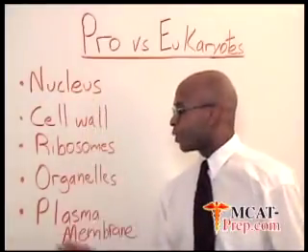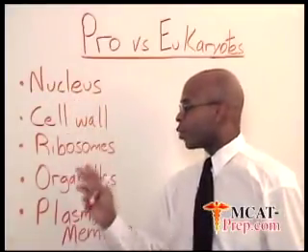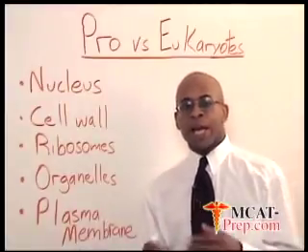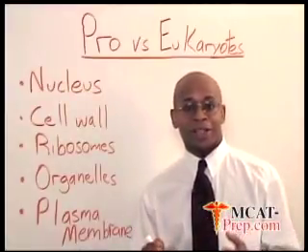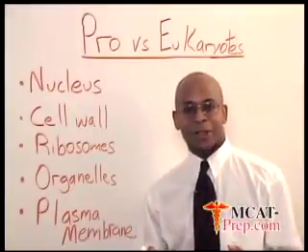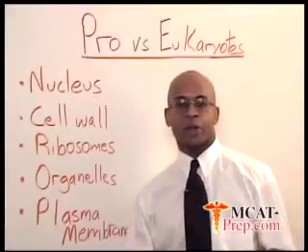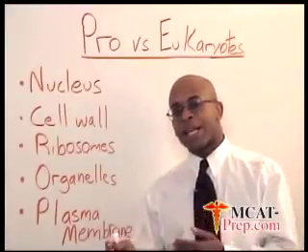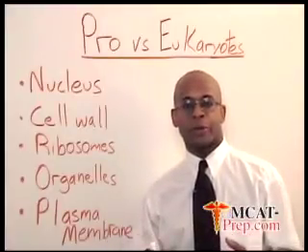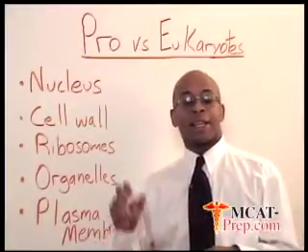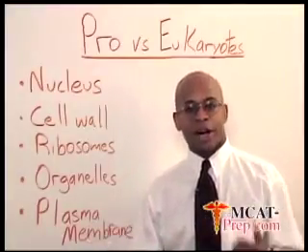So I've written a number of things here: nucleus, cell wall, ribosomes, organelles, and plasma membrane. I would like, based on your knowledge, you can pause here and you can see if you remember if these particular things represent a similarity between eukaryotes and prokaryotes, or a difference, meaning that they're present in one but not the other.